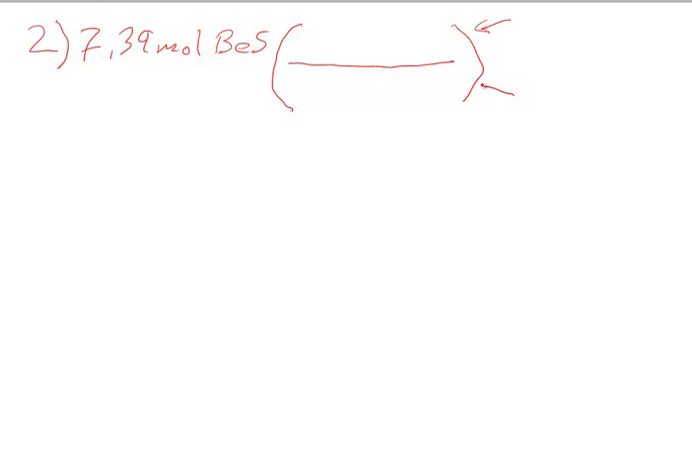In problem 2, you're given 7.39 moles of beryllium sulfide, BeS. In A, we're looking for how many molecules we have. We're going to use the factor label method. Remember, with the factor label method, two things. What we want to find goes on top. What we want to cancel goes on the bottom. So we're looking for molecules of BeS, and we are trying to cancel moles of BeS.